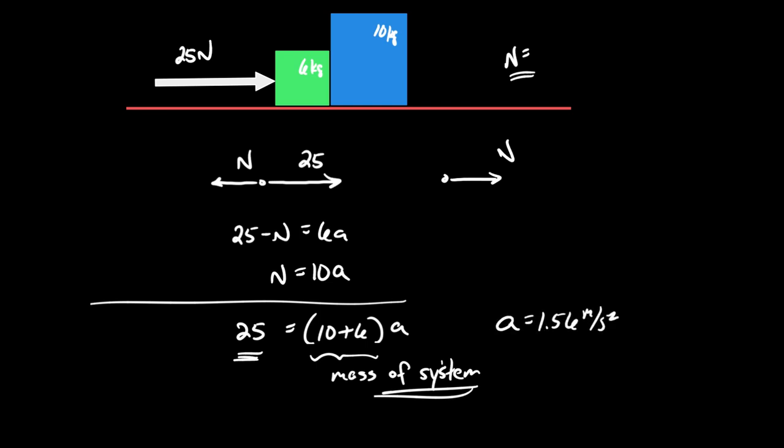I know you guys have to pack up, so I'll do this last part. Normal equals 10 times 1.56. That means that in this case, the normal force was 50% bigger when I push from the other side. That's what we need to explore tomorrow.